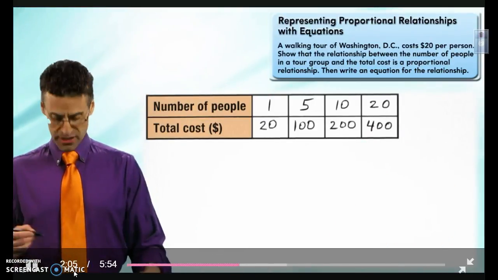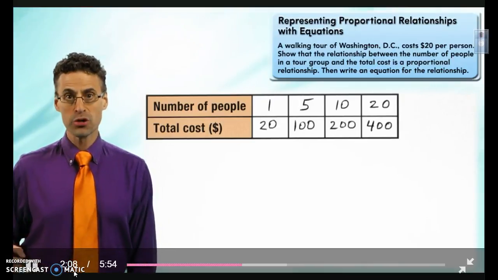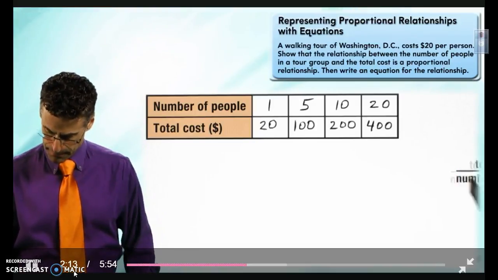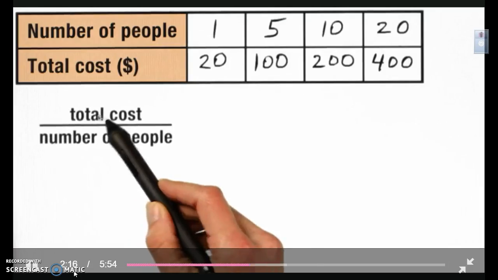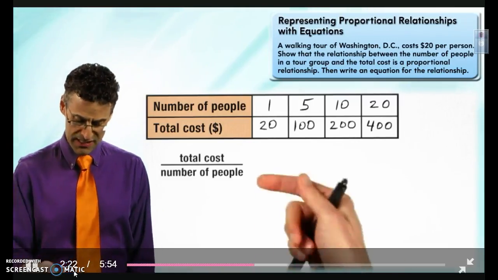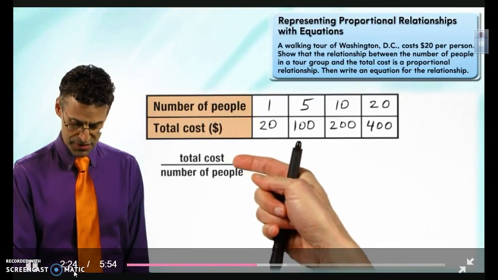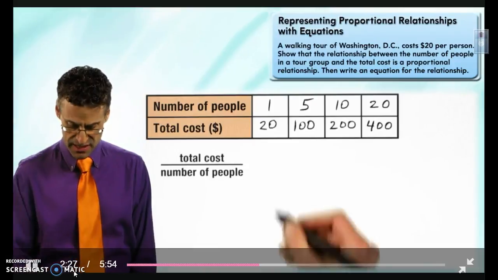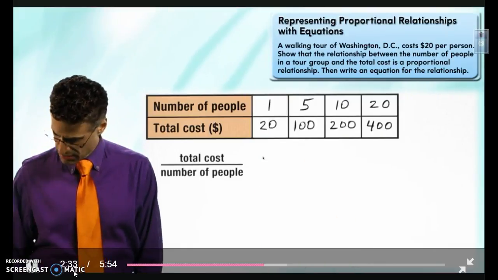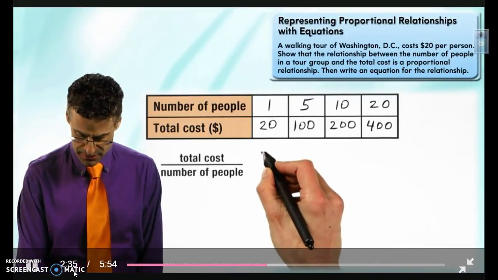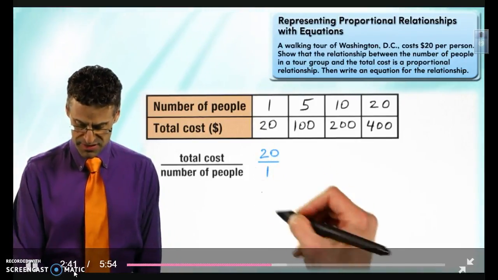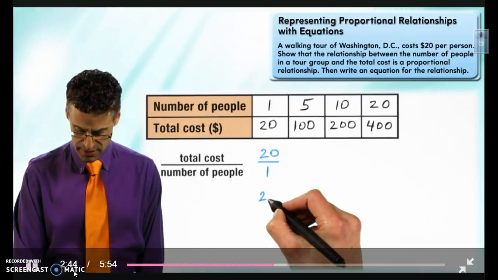Now, to see if we have a proportionality, we want to look at the ratio of total cost to number of people, which means we want to create a fraction and simplify it as much as possible. Total cost to the number of people. So for this first pair of data, we have a cost of 20 and we have one person. And what does that reduce to? That reduces to 20.